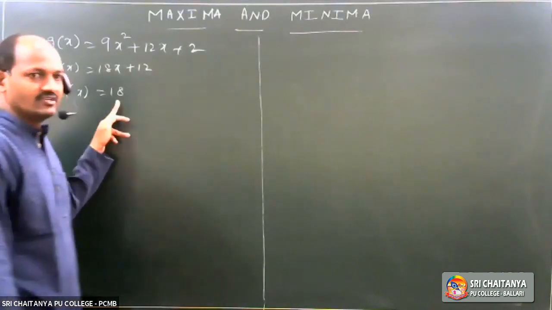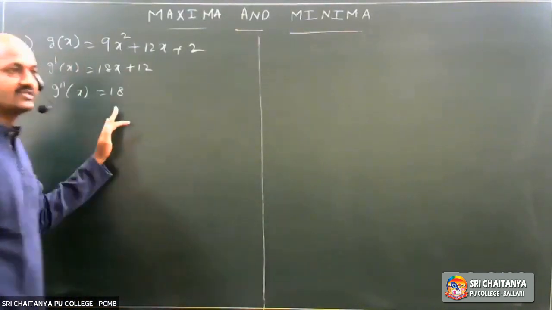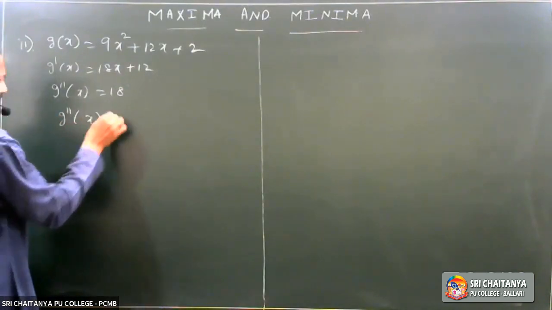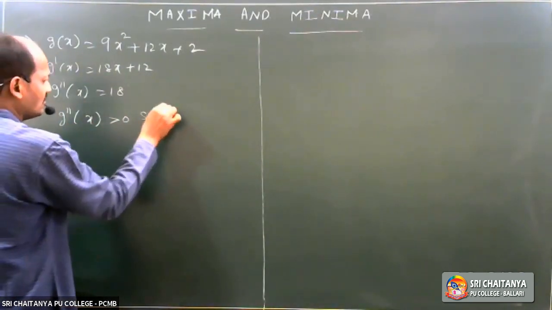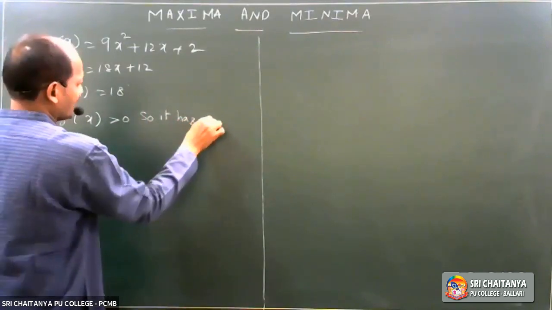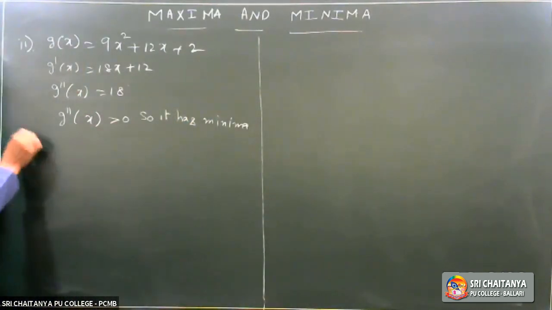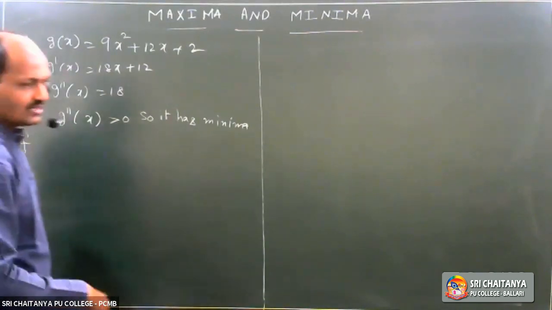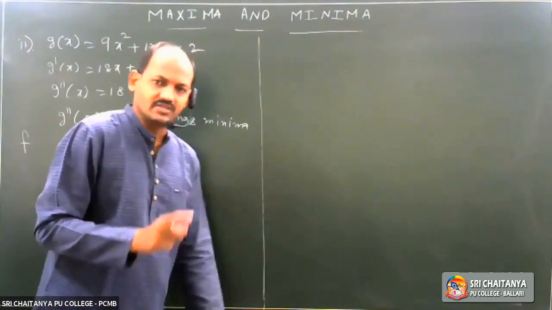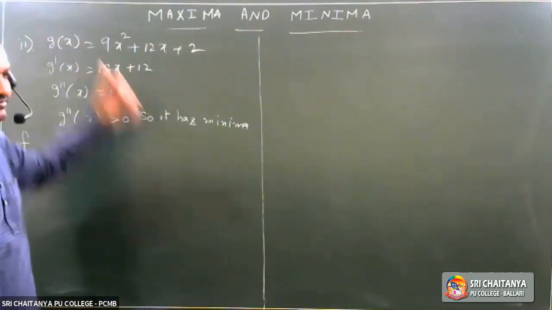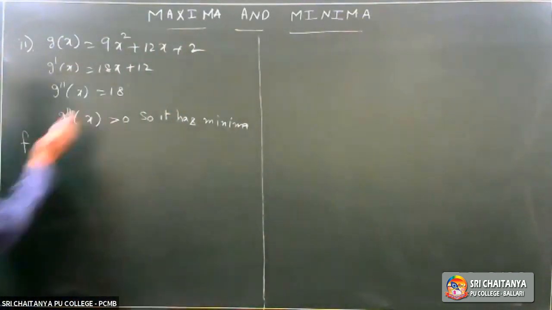Second derivative positive means it has a minimum. G double dash of x is greater than 0. So it has a minimum. Next, how to find the minimum value? Consider the first derivative equal to 0. Then we get the x value. That x value, substitute in the given function. We get the minimum value.